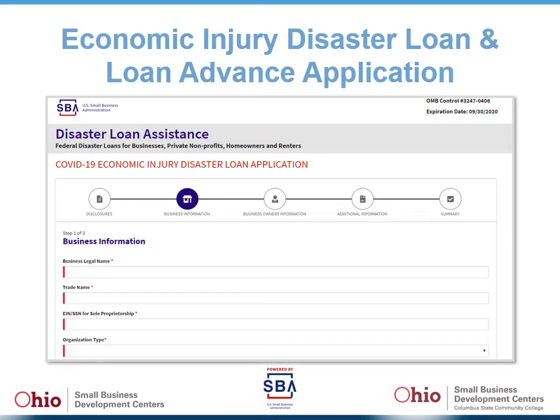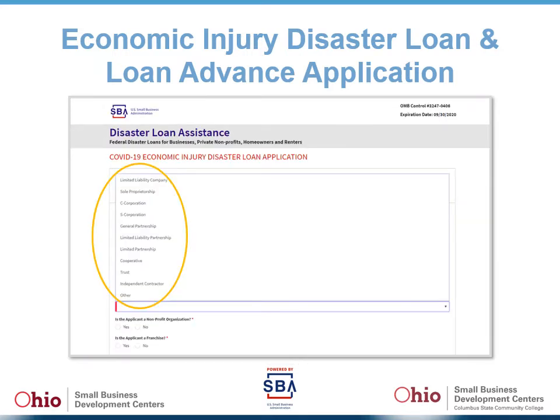Here on the second page of the application, it is going to ask you for your business information, and so here you will enter your legal name, trade name, your EIN, so your employer identification number, or your social security number if you're a sole proprietorship, and then your organizational type. Under your organizational type, there's a drop-down menu on the right-hand side, and so you'll click that drop-down menu and select what type of entity you are from the list.